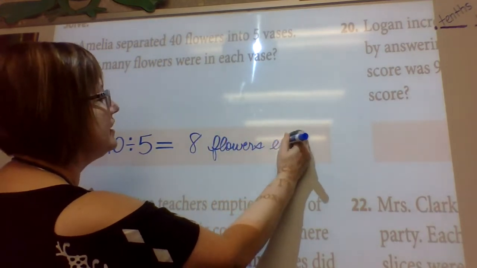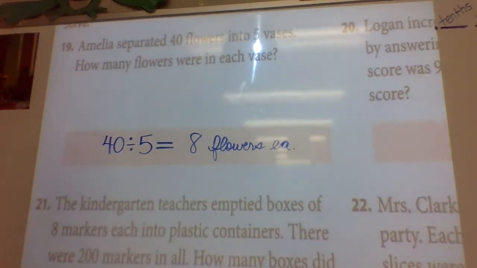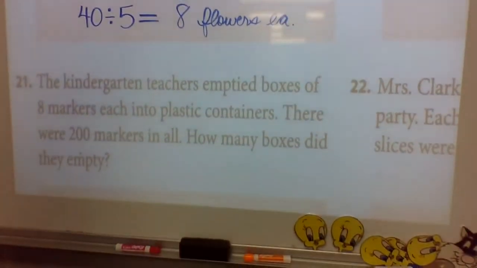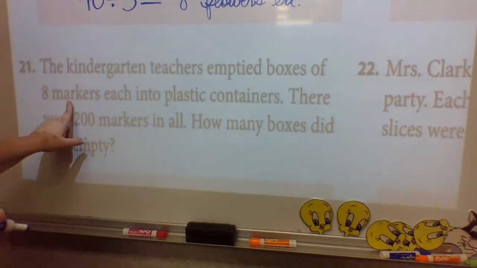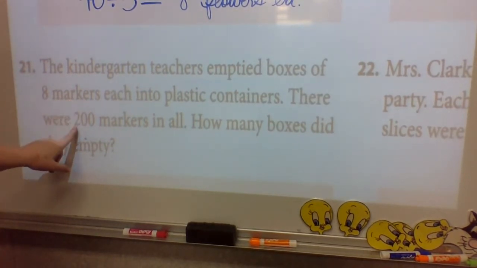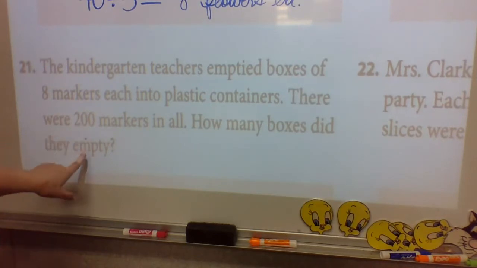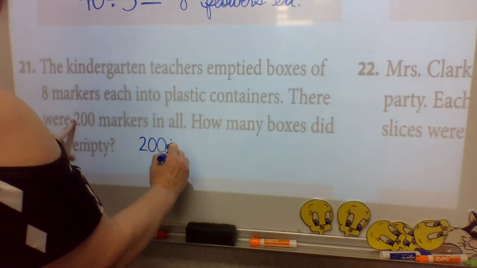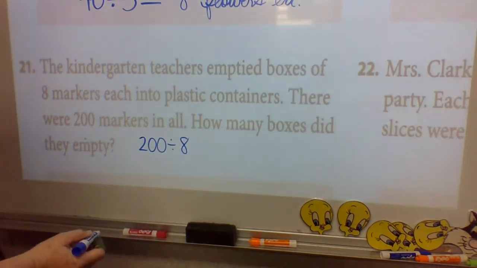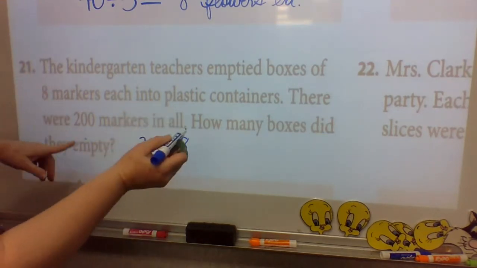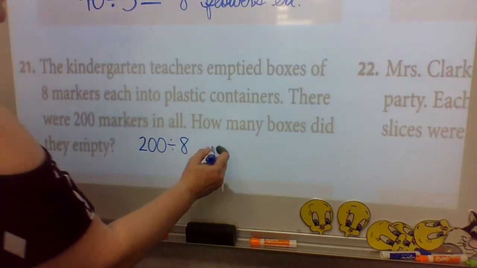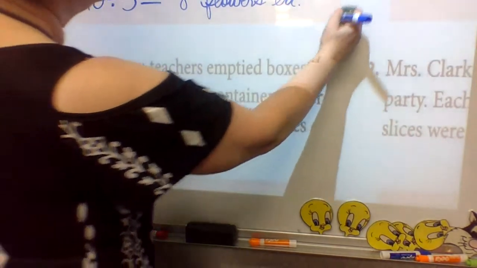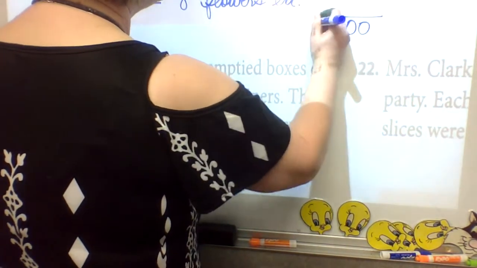8 flowers each. Okay? Then it says the kindergarten teachers emptied boxes of 8 markers into plastic containers. I'm going to go ahead and do this one right here underneath it. 8 markers into plastic containers. There were 200 markers in all. How many boxes did they empty? So on this one down there, you're going to write 200 divided by 8 because they put 8 markers into each container. So how many boxes did they end up with? Okay, so 200 divided by 8 equals what? And I'm going to go over here somewhere where you can see it and do 200 divided by 8.